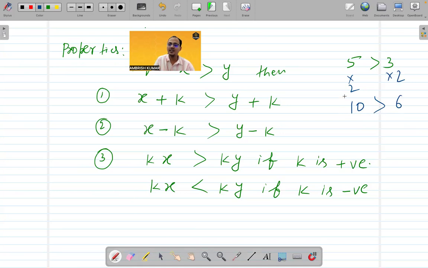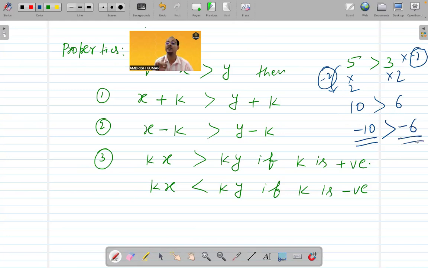But now you multiply with negative 2. 5 multiplied with negative 2 becomes negative 10. 3 into negative 2 becomes negative 6. If you put the same sign, greater than, it's false here. Minus 10 actually is smaller as compared with negative 6. So that's why you have to be careful.